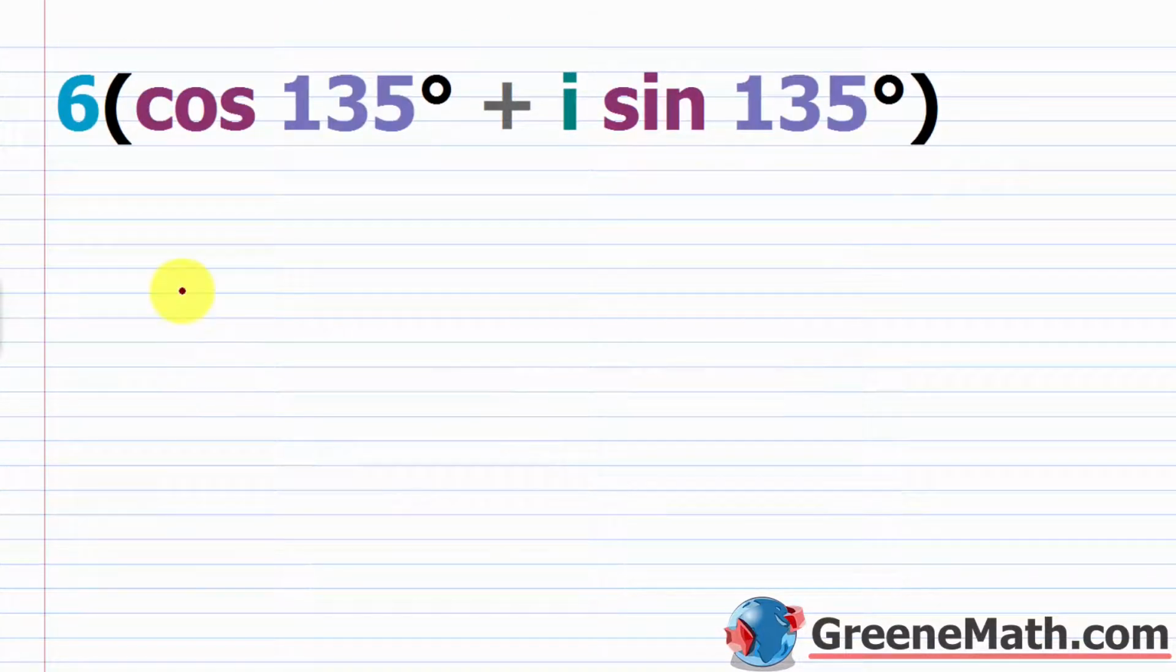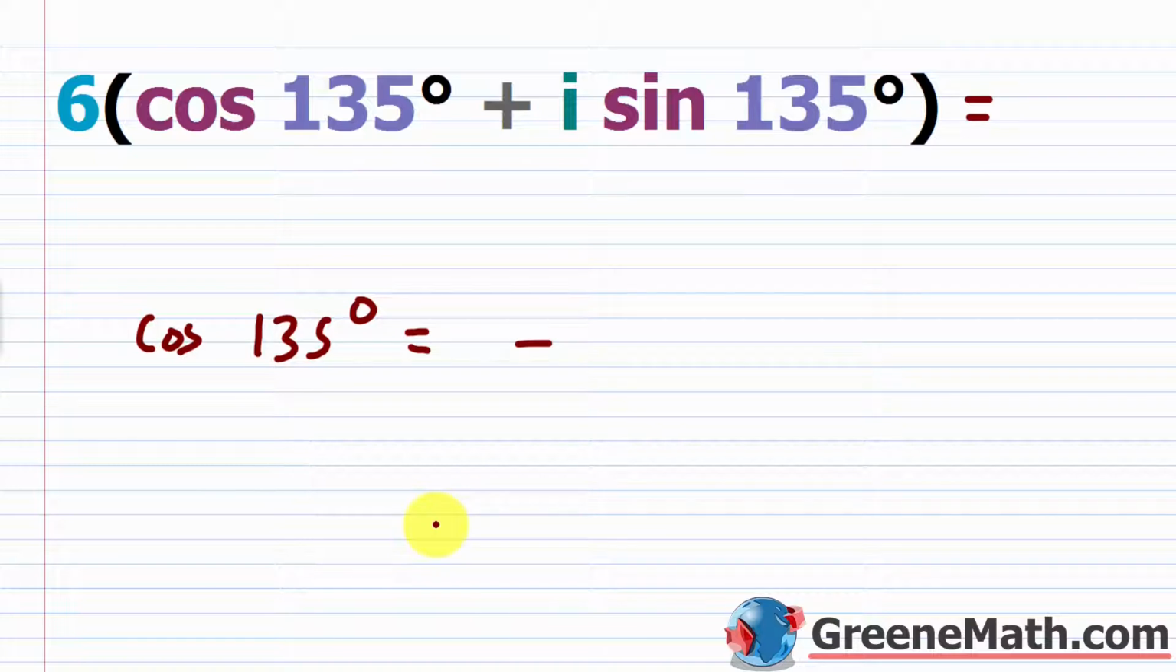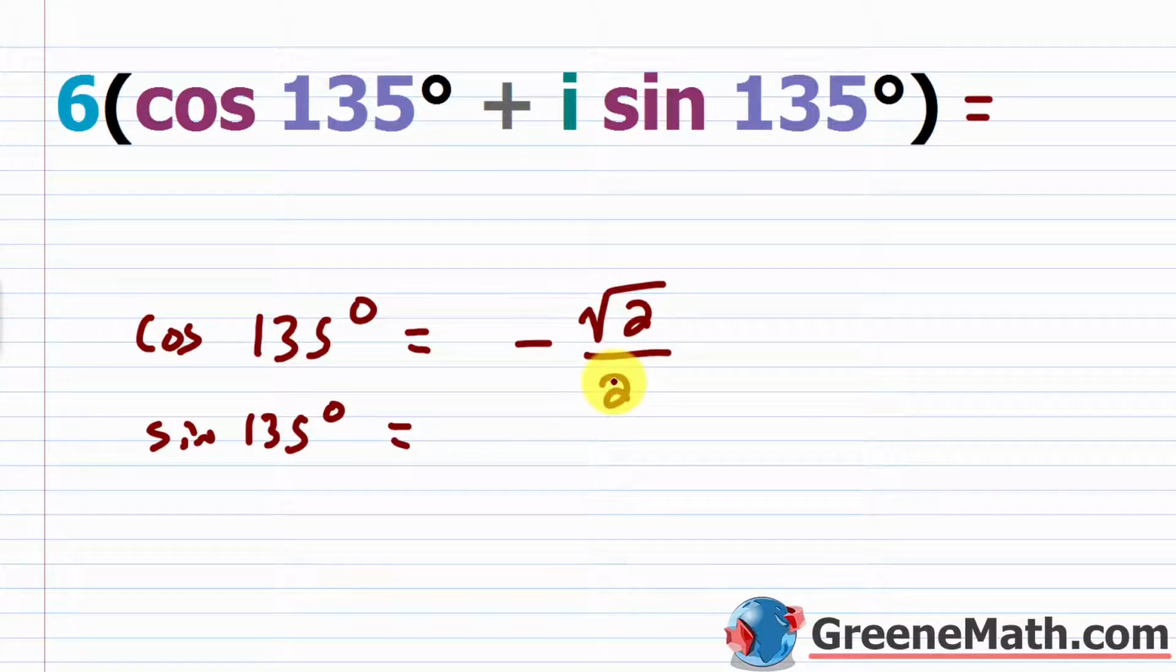All right, let's look at another one. So we have the polar form here. We have 6 times the cosine of 135 degrees plus i times the sine of 135 degrees. So what is the cosine of 135 degrees? Again, you're in quadrant 2, so this is negative. What is the sine of 135 degrees? Again, you're in quadrant 2, so this is positive. Remember, 135 degrees, you have a 45-degree reference angle. So in each case, you're going to have square root of 2 over 2, right? This guy's just going to be negative because cosine, again, is negative in quadrant 2. And this guy would be positive, okay?